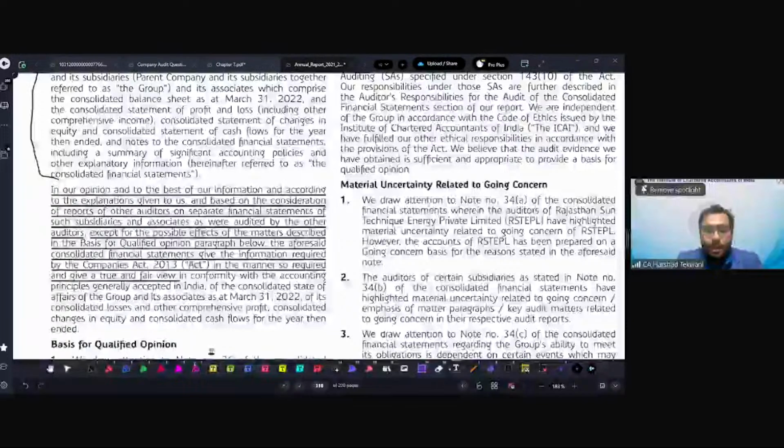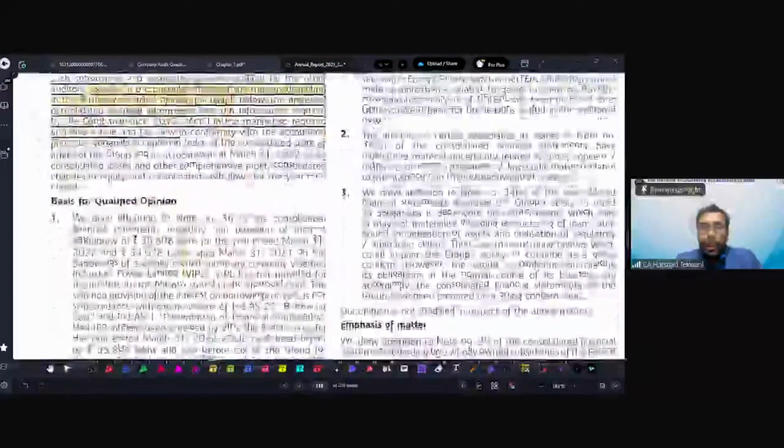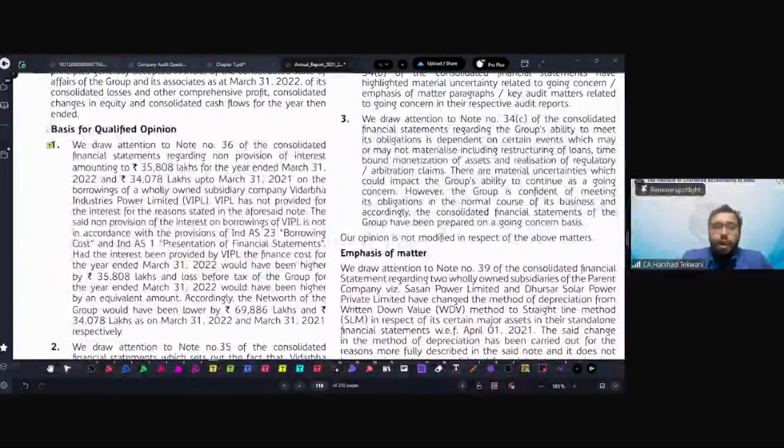This particular part, except for the possible effects of the matter described in the Basis for Qualified Opinion paragraph, this exception is the qualified opinion. This exception that you have mentioned is the qualified opinion. And then you change the title of the Basis for Opinion to the Basis for Qualified Opinion. Again, here the title changes.